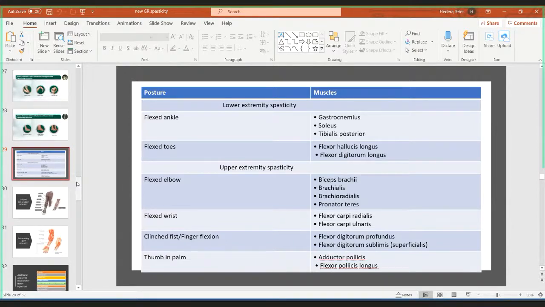Of course, you can also inject additional muscles. For flexion of the toes, it would be flexor hallucis longus and flexor digitorum longus, but sometimes you can also inject the short flexors in the foot itself. For the upper extremities, for flexed elbow: biceps, brachioradialis, brachialis, pronator teres as examples. I won't go through every muscle, but you can never really run away from anatomy.